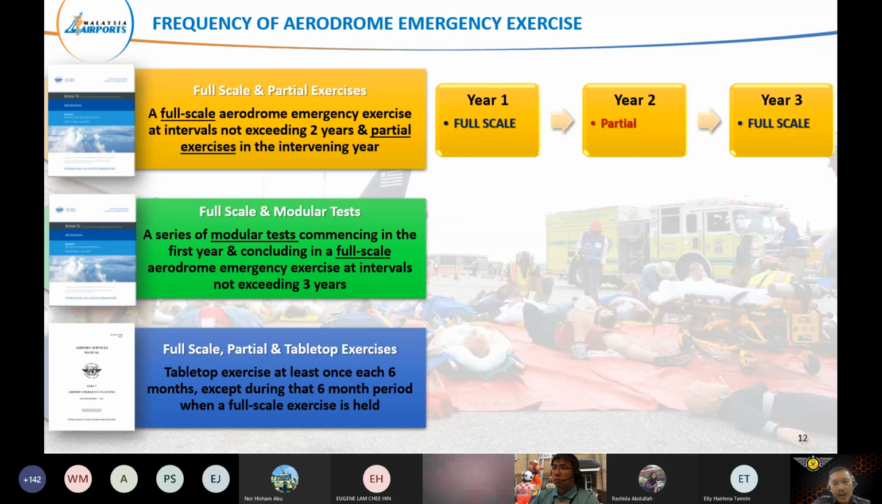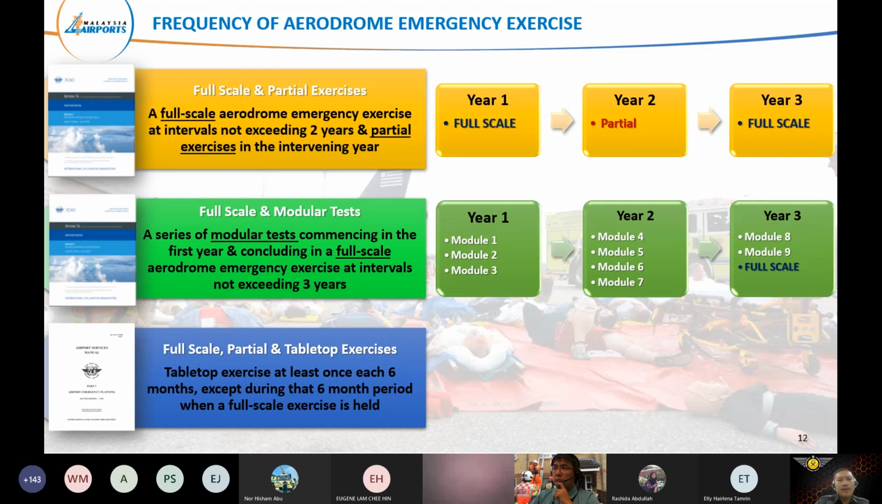So this is an example of how we put the aerodrome emergency exercise in our annual plan. Year 1, you conduct full-scale, year 2, partial, year 3, full-scale. And another option in Annex 14, full-scale and modular tests: a series of modular tests commencing in the first year and concluding in a full-scale aerodrome emergency exercise at intervals not exceeding 3 years. So this is how we conduct the modular test.